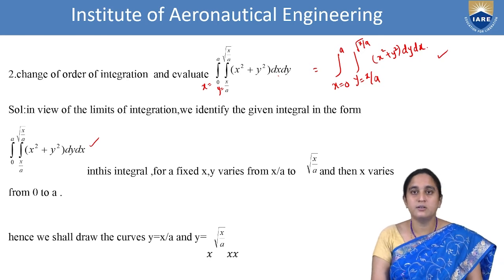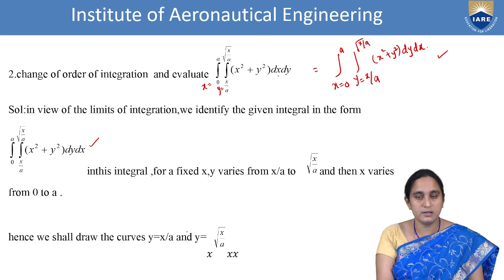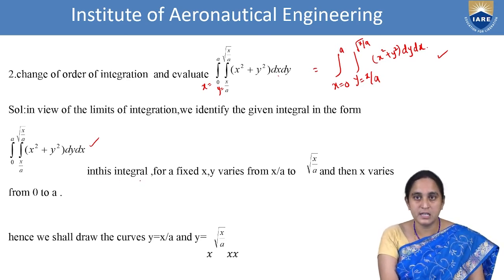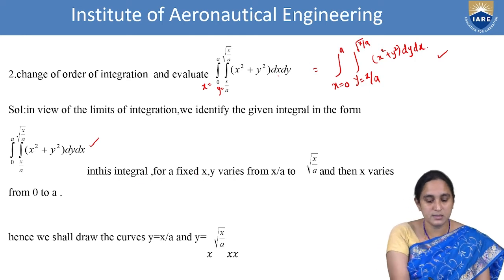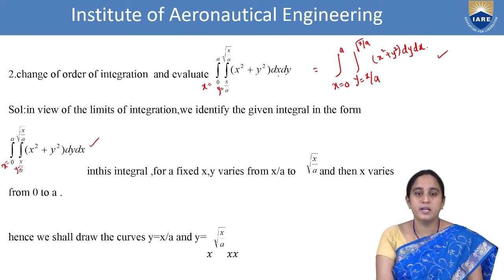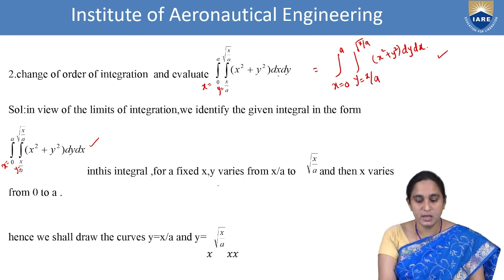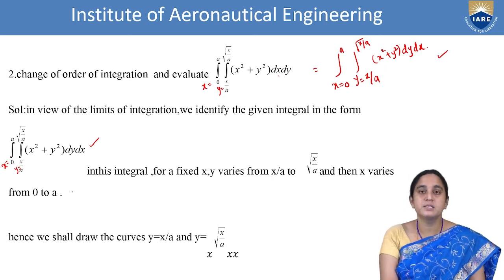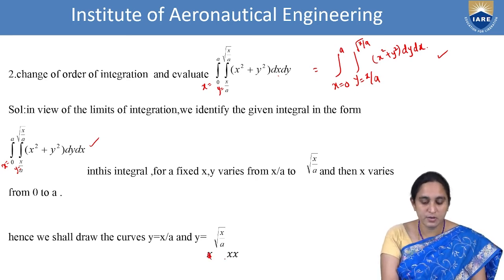Okay, from that now by using the concept of change the order of integration, now find the answer for the second question. In this integral for a fixed x, y is equal to x by a to root x by a. For a fixed x, y varies from x by a to root x by a and then x varies from 0 to a. Hence, we shall draw the curves.